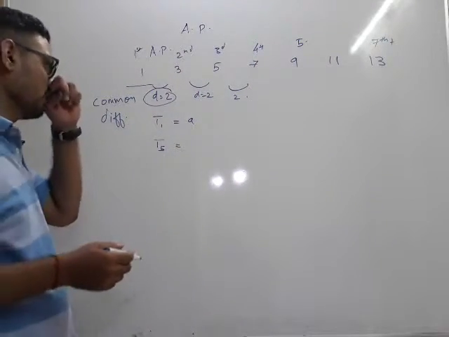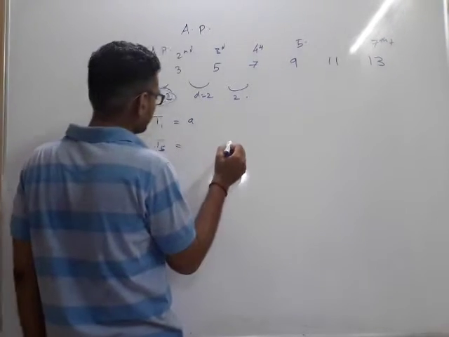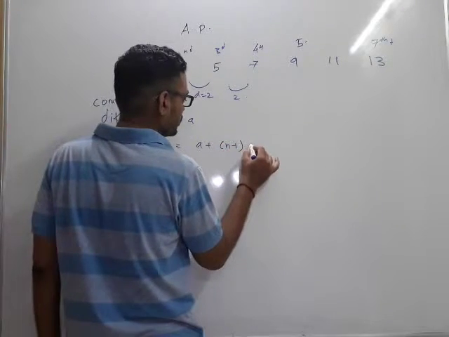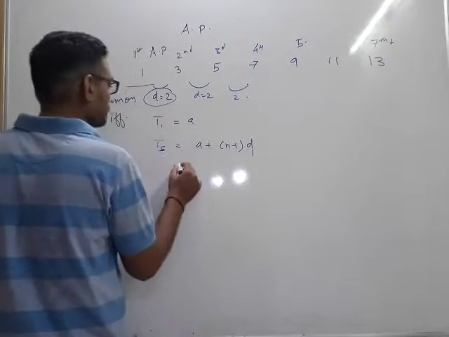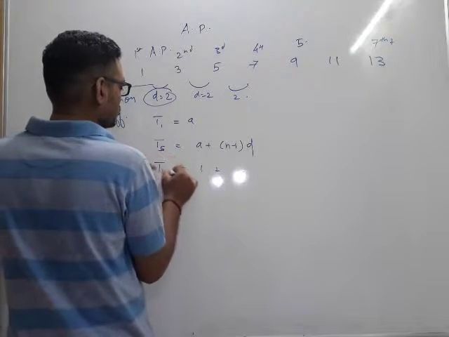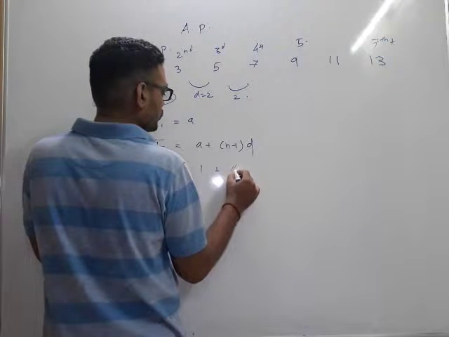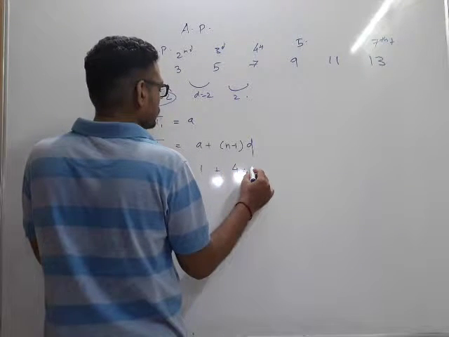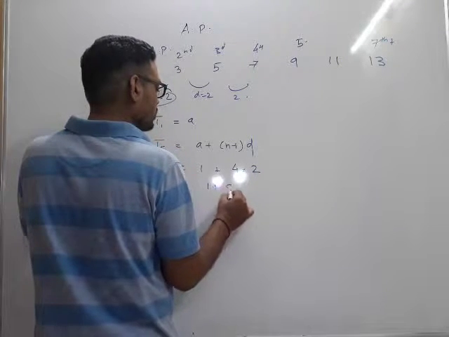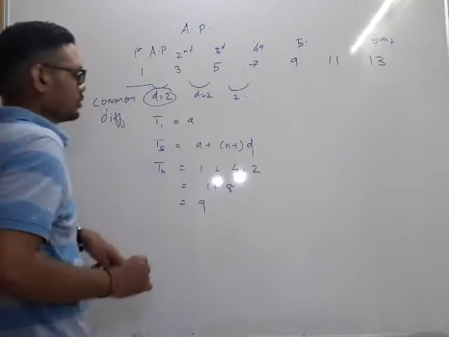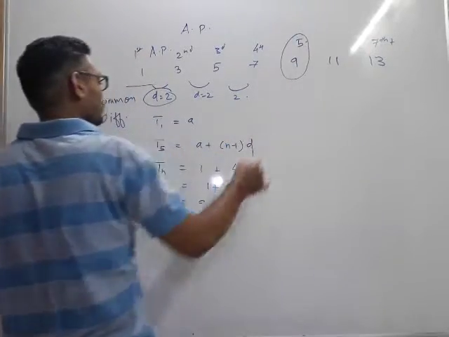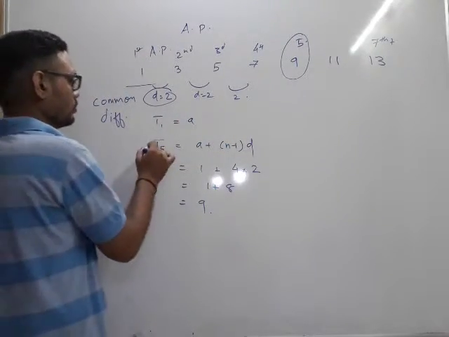But they have derived a formula for this: Tn is A plus n minus 1 into D. Here A is the first term and n is the term number. So 5 minus 1 is 4, into D which is 2, so this is 1 plus 8, which is 9. We spoke about the fifth term and we got it. We don't need to see the series, we just need to apply this formula.